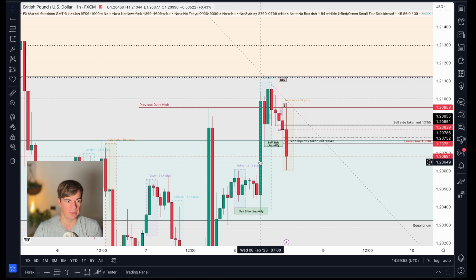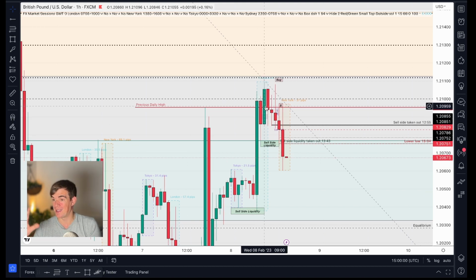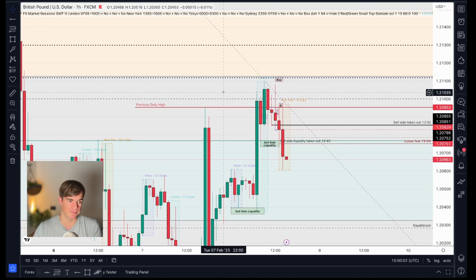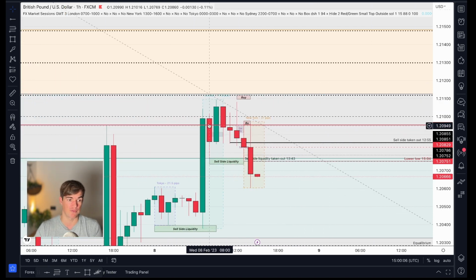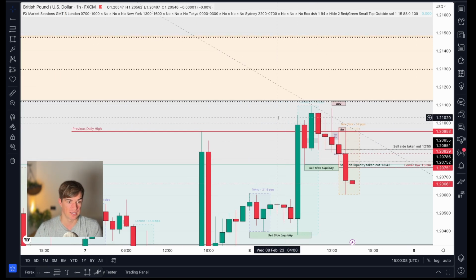So we had a screamer of a move up past the previous daily high. So what do we have on the previous daily high? We have resting buy side liquidity. Why?